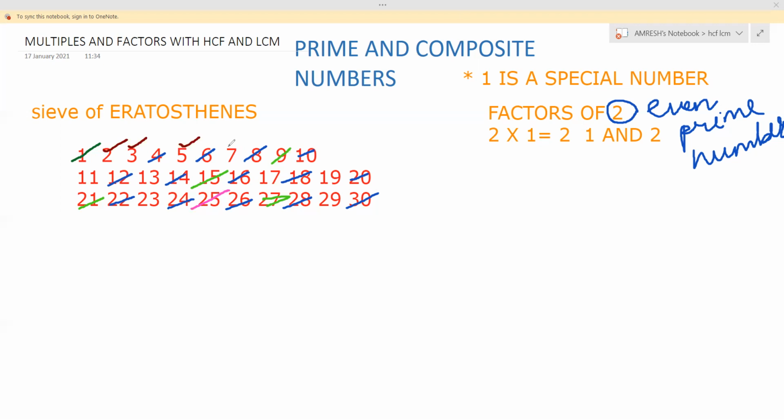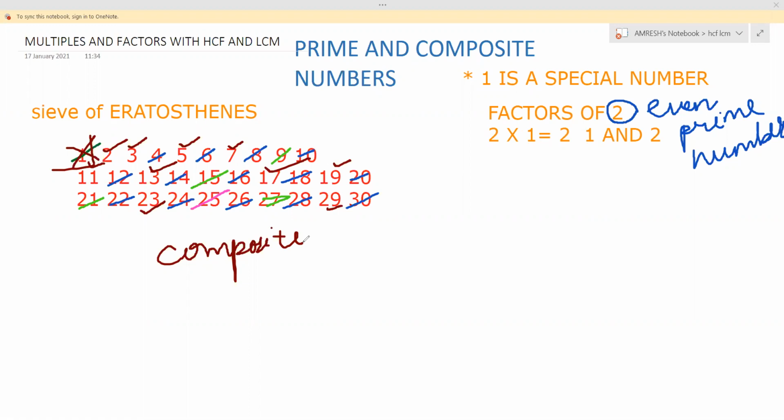2, 3, 5, 7, 11, 13, 17, 19, 23 and 29. These all are the prime numbers. And the numbers that are crossed out, except one, are composite numbers. Move one, cut one, no need to bring one. Except one, all are what? Composite numbers. Okay. This is the sieve of Eratosthenes. So this one you can use.